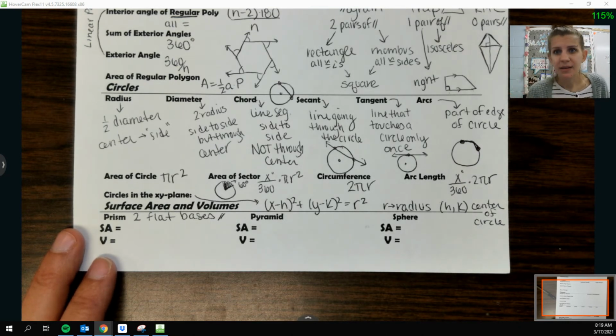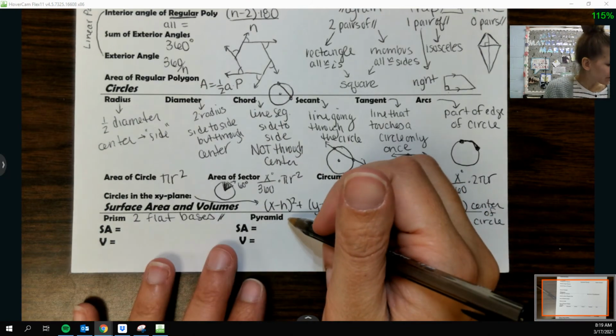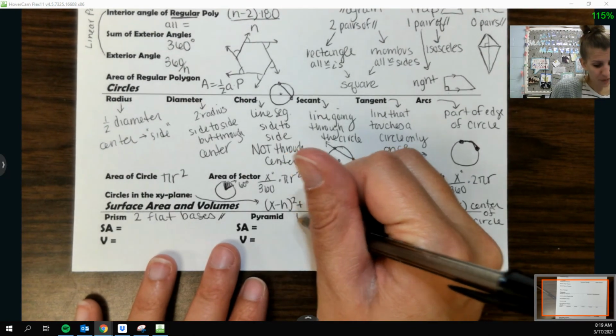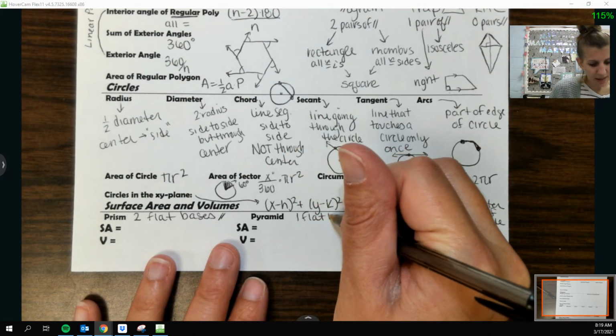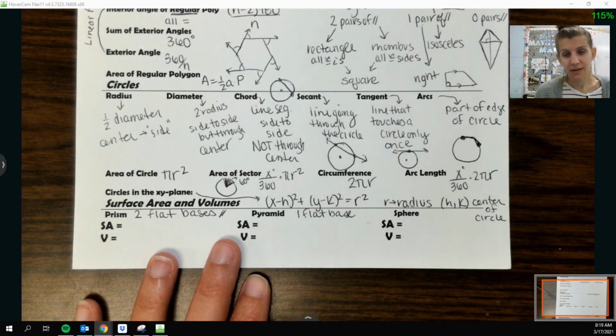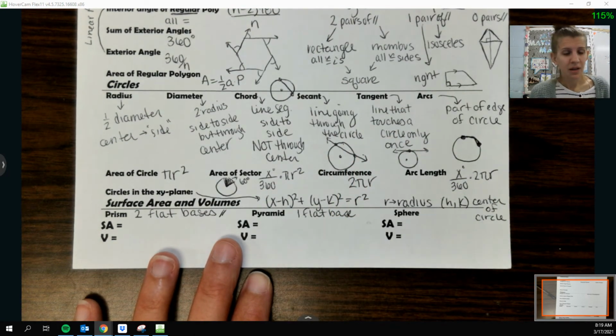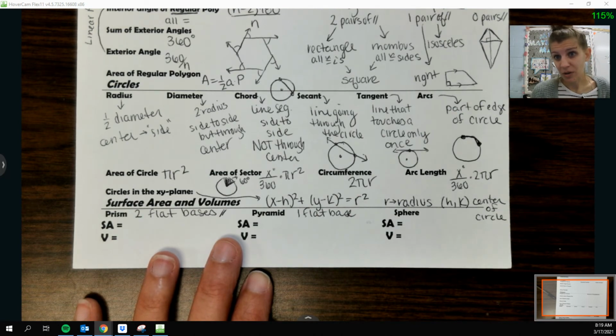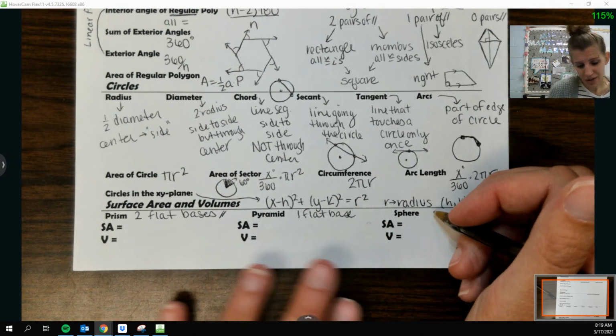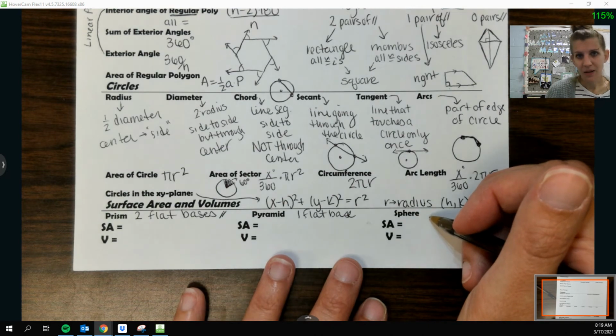A box. A pyramid has one flat base. So literally think pyramids of Giza. That's a pyramid. What else? Like a cone, like an ice cream cone, whether it be circular based or square based. Those are pyramids. And then a sphere is kind of like the earth. So it's like a puffed up ball.